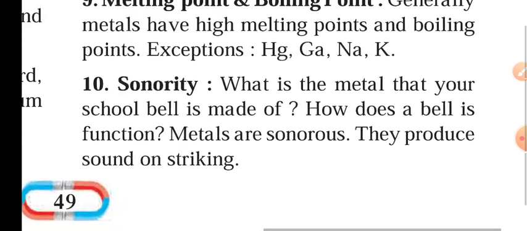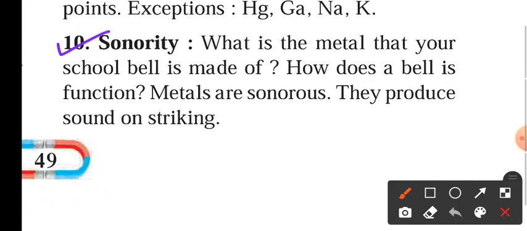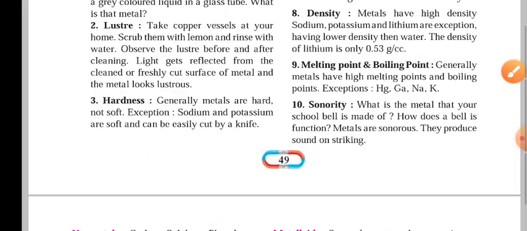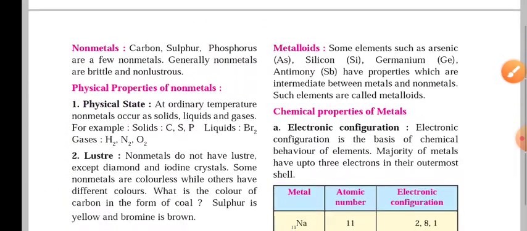Next one is sonority. Another property we have to discuss is sonority. Sonority is the property of metals where if we strike them, they produce a sound. The best example is a bell. When we strike the bell, it starts to ring, or produce a sound. Various musical instruments are made up of metals. They produce a sound on striking. So these are the properties of metals.